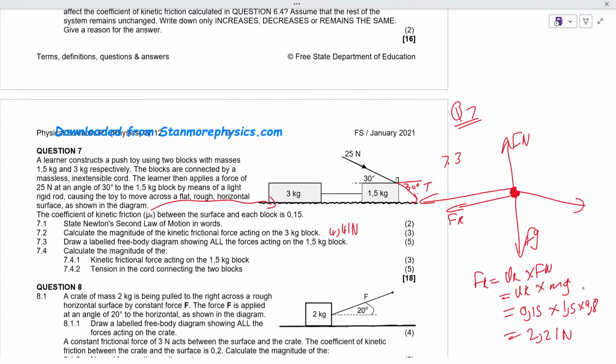Because I thought you could use F net is equal to MA. Oh, wait, maybe you are onto something. Yes, thank you for correcting me.